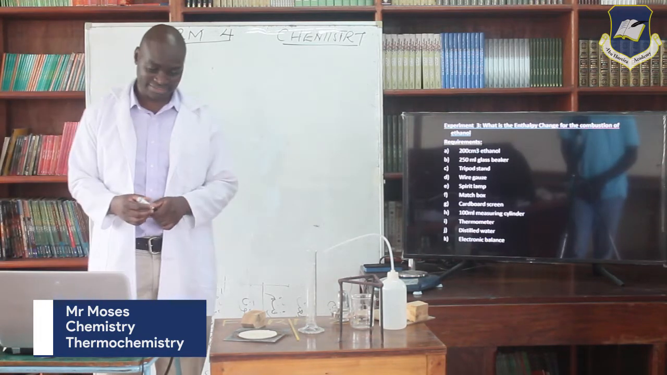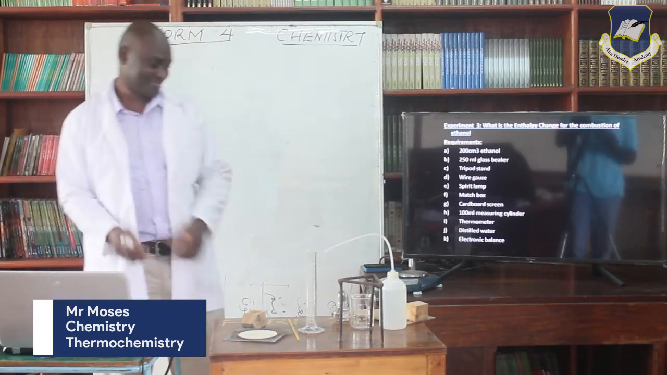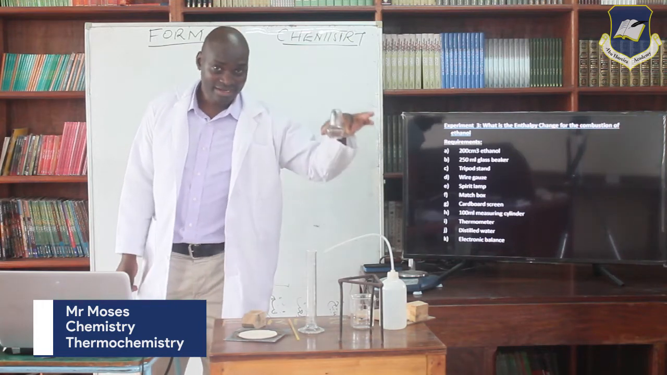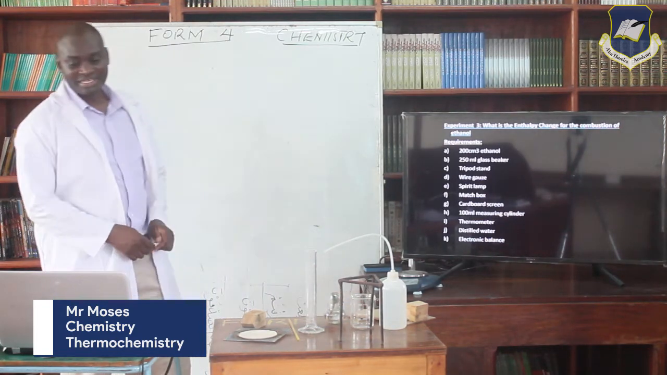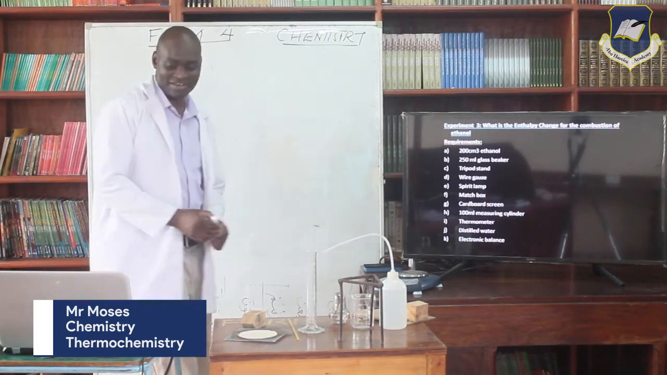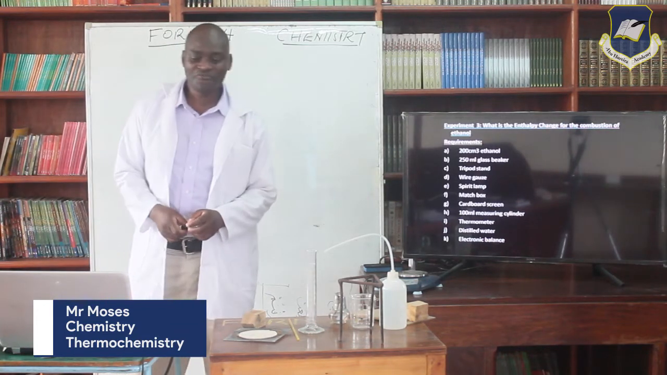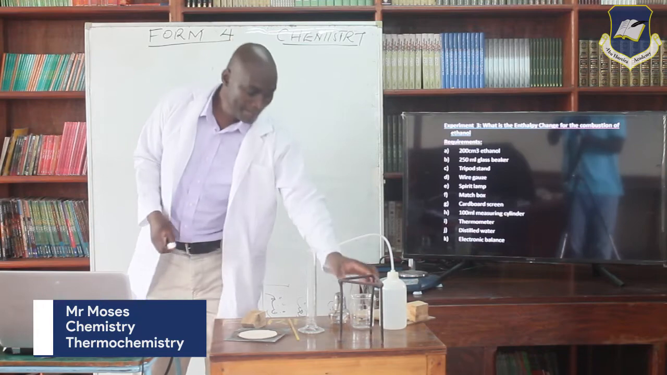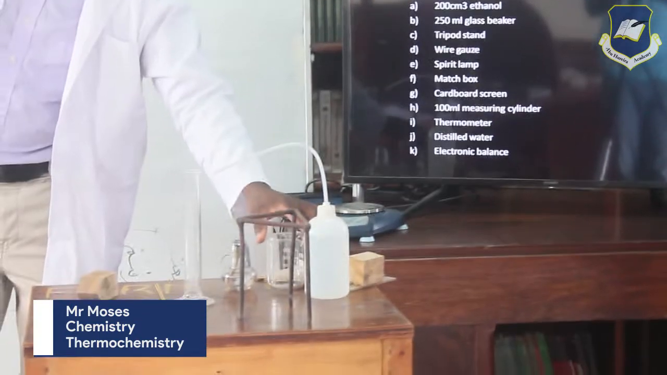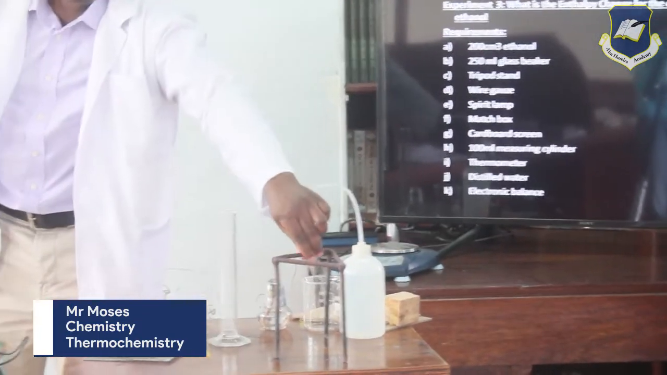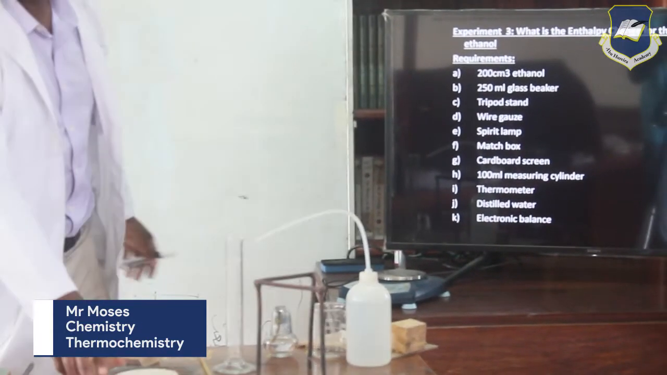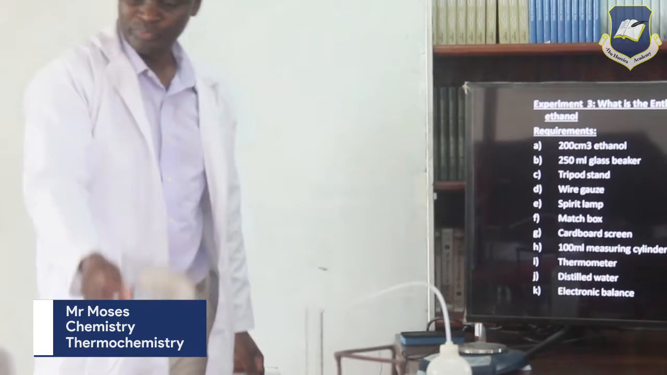And the requirements: we need ethanol. My ethanol already has been filled in this spirit lamp, half filled with ethanol. Then we need a 250 ml glass beaker. This is my glass beaker. Then we need a tripod stand. My stand is here. We need a wire gauze. This is my wire gauze.